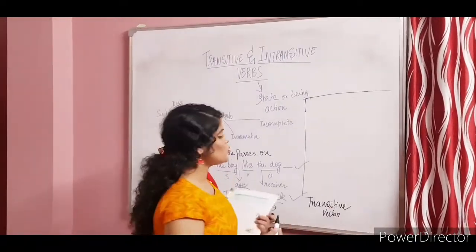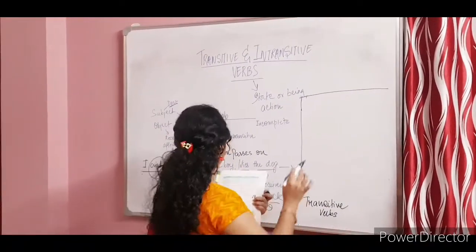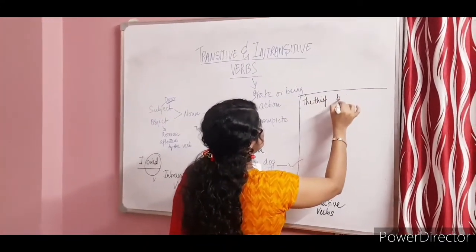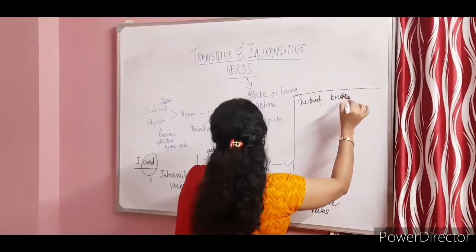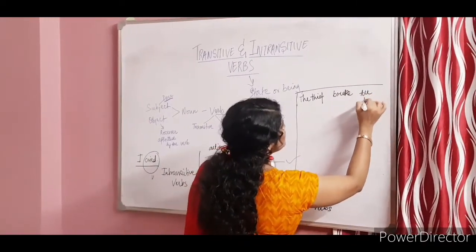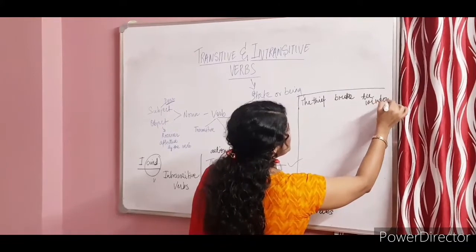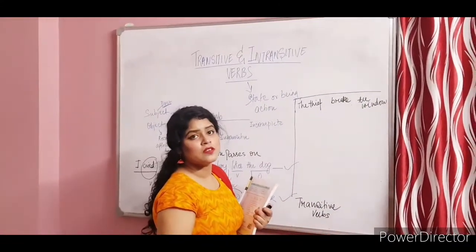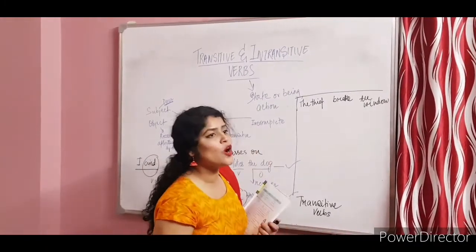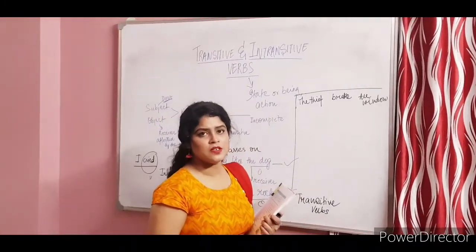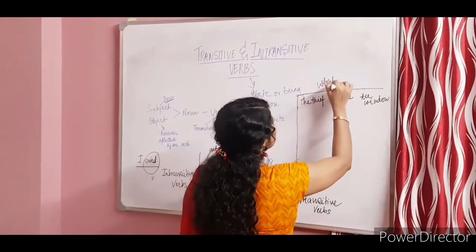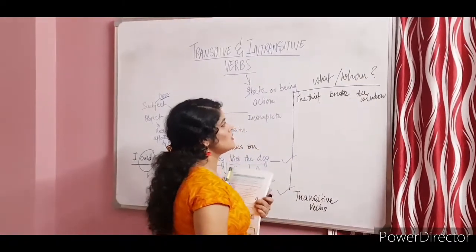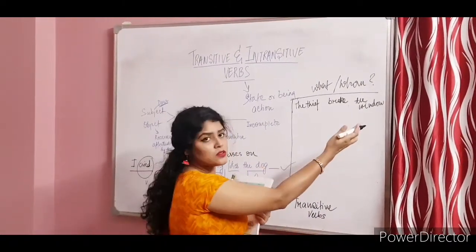Now we shall look at examples of transitive verbs. If I say, the thief broke the window, this is a transitive verb. How? Because the thief broke. What did he break? So we always have to ask the question what or whom in the case of transitive verbs. So what? The window. So this is a transitive verb.